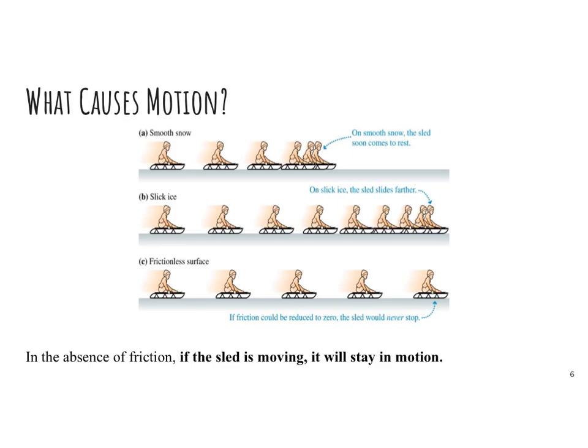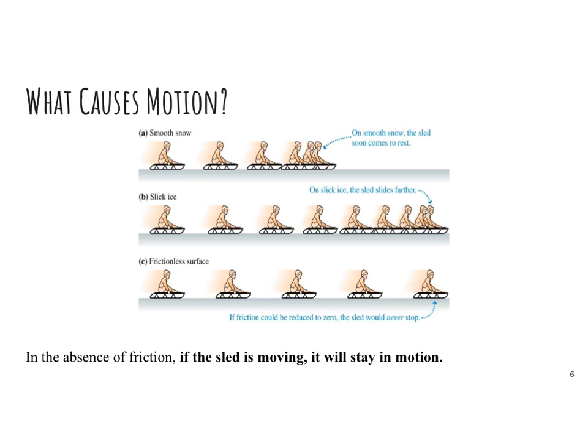But if we think about changing this concept, and instead we're going to go on some slick ice. So maybe you're sledding by the lake, and then your sled goes onto the ice, and it might go quite a much larger distance. So on that slick ice, the sled slides further. Now, in physics, we always talk about a frictionless surface, and a frictionless surface means just that: there is no friction.